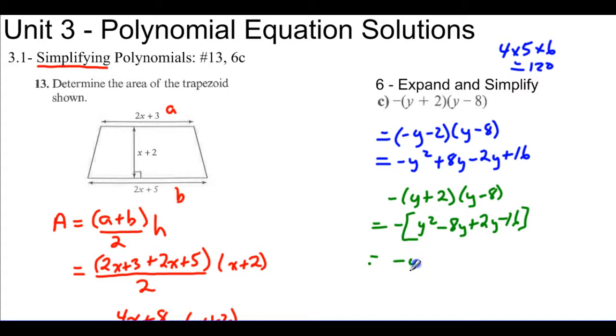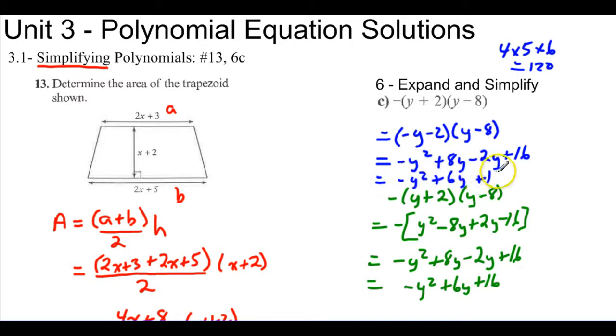And I get to negative. Essentially, this is now saying negative of each of these. So I get negative y squared. Negative negative 8, or negative 1 times negative 8, is plus 8y. Negative 2y and plus 16. And of course, I didn't actually do it up there, but the 8y minus 2y does simplify in both cases. Didn't actually mean to forget to do that.